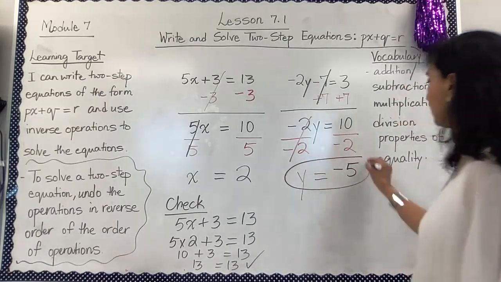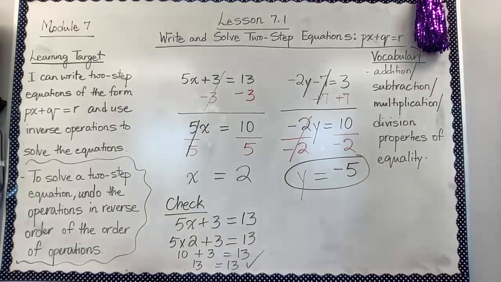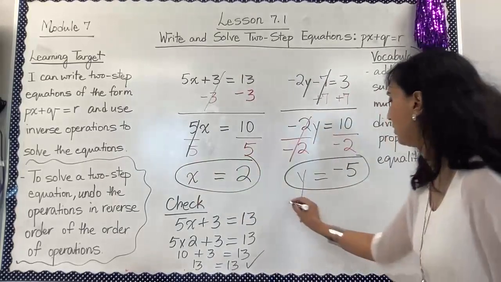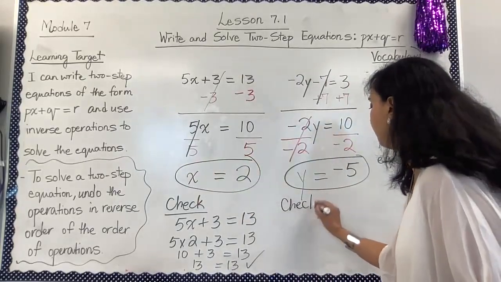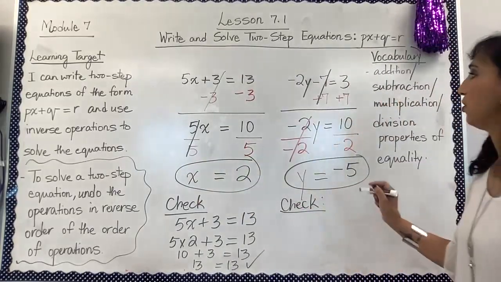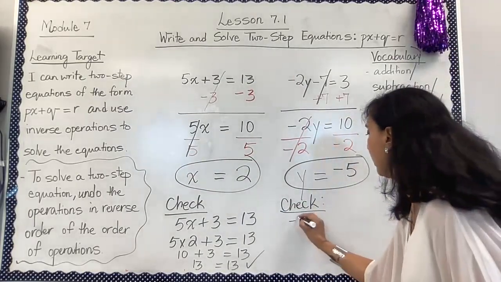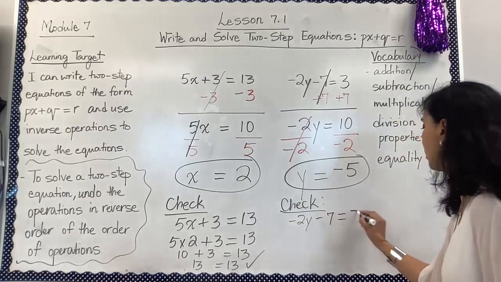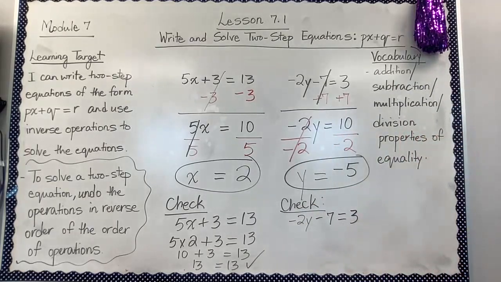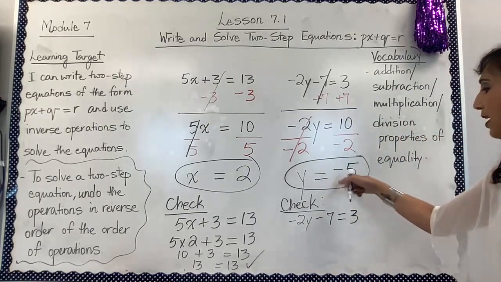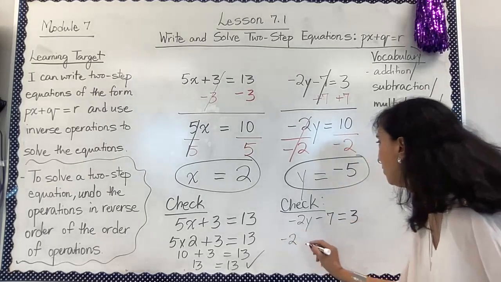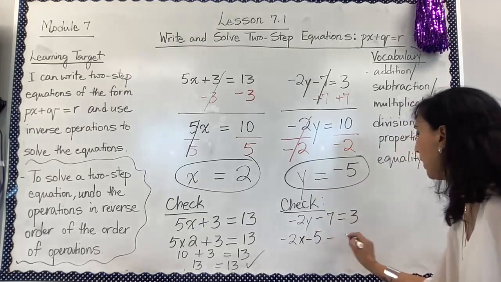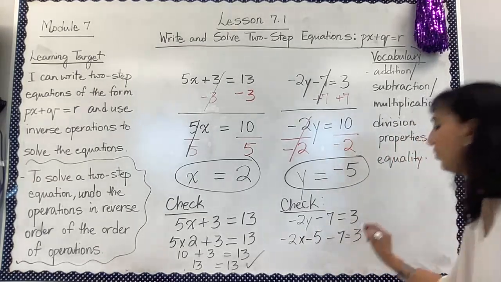Okay, so here is my answer. And again, we are going to check the solutions. I'm going to check the solution over here. You take the original equation, negative 2y minus 7 is equal to 3, and then we said y is negative 5. So negative 2 times negative 5 minus 7 is equal to 3.